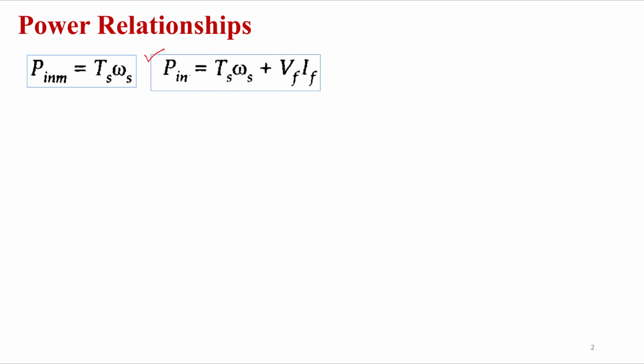And then the net input power to the generator, we can say that the shaft input power from the prime mover, that is Ts omega s, plus VfIf. VfIf is the input power to the field winding. Though it is not a very huge quantity, it should be considered as an input power, right? Vf is the voltage to the field, and If is the current to the field winding.